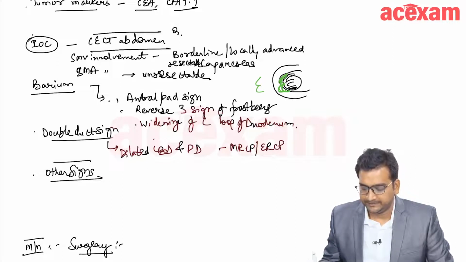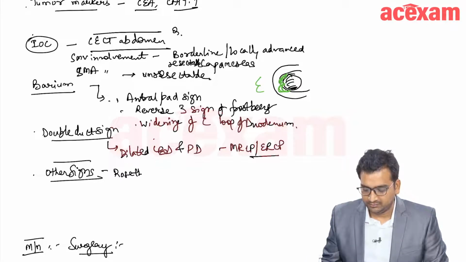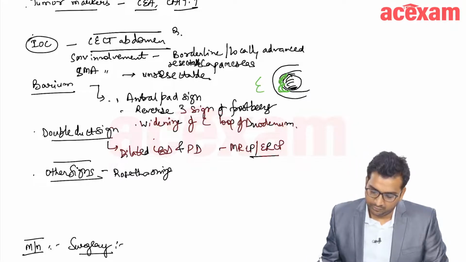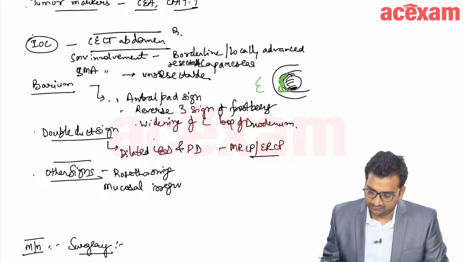Okay. Other signs can be rose thorning, mucosal irregularity, or scrambled egg appearance.